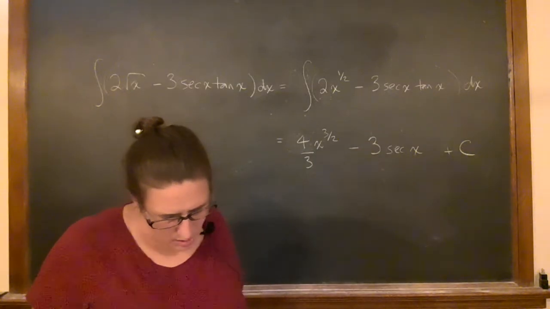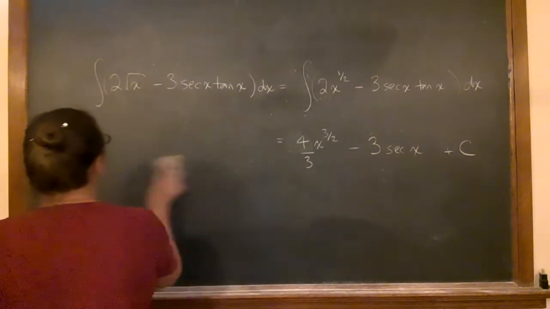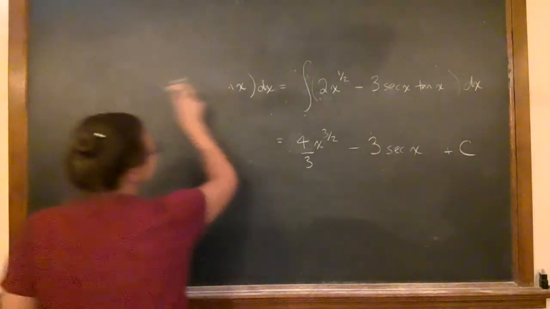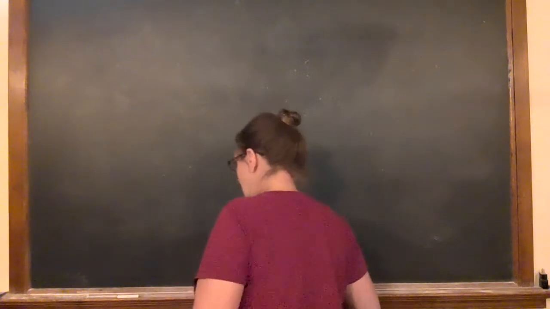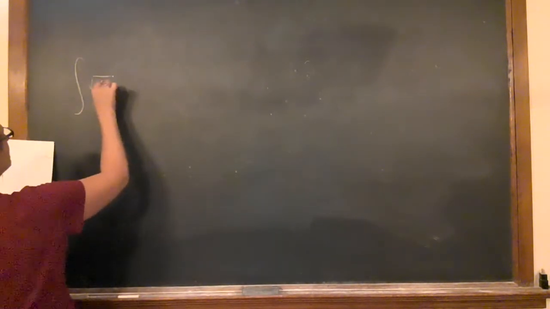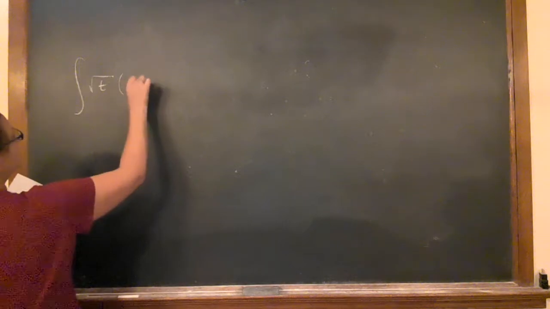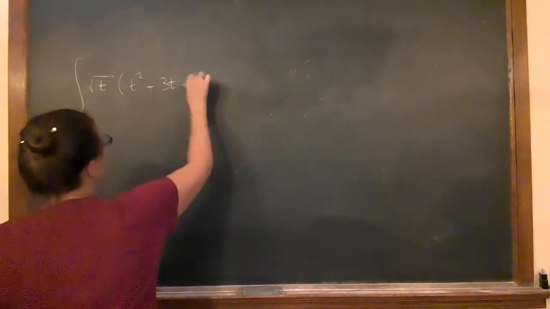Maybe one more. Again, what have I got here? One more. What's this one? Square root of t times t squared plus 3t plus 2.